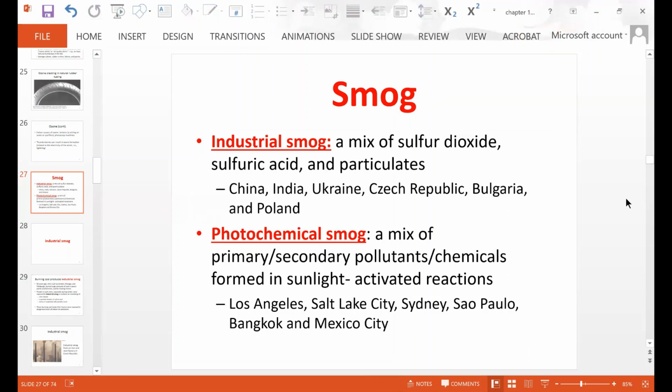Okay. And photochemical smog is, again, a mixture of primary and secondary pollutants, which are chemicals that are formed in the sunlight. You have a chemical reaction that is activated by the sunlight. So you have a mix of primary pollutants and secondary pollutants. And that is a major problem in Los Angeles, Salt Lake City, Sydney, Sao Paulo, Bangkok, and Mexico City.